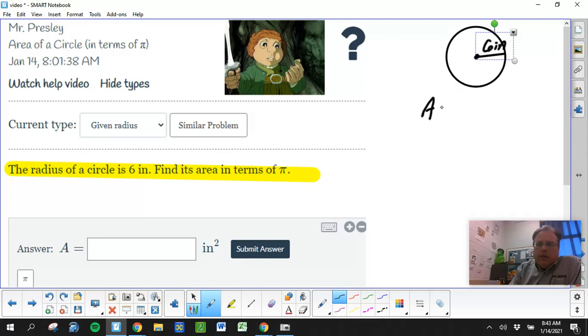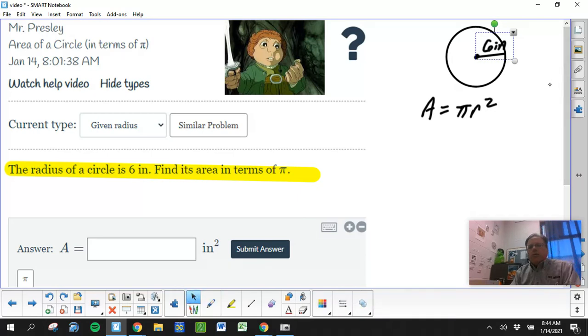Well, the area is pi r squared. Now, there's no second formula as far as I'm concerned. We're going to use just this one formula, even when we do diameter later in this video.